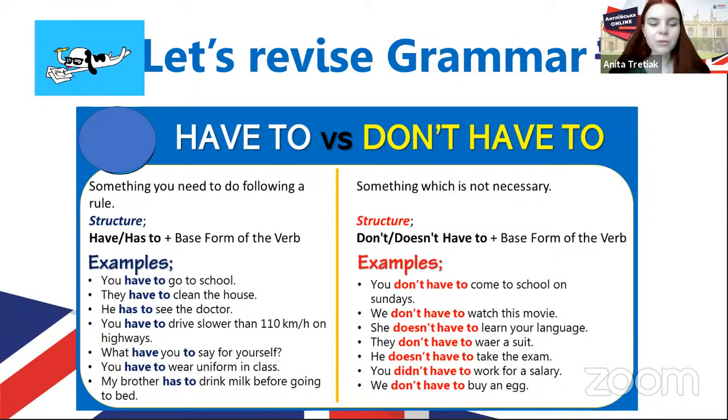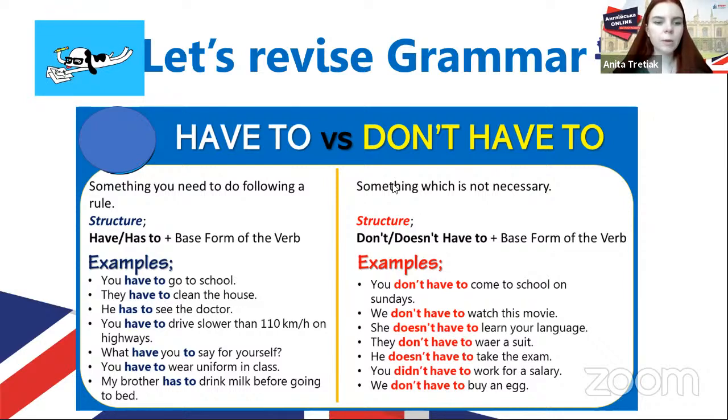That's why there's a rule. You have to go to school. Or another example, they have to clean the house. Well, it's not written somewhere that they have to, but if they want to keep their house clean, if they want to live in a good atmosphere, just to make sure that everything is fine around them and they are not as dirty as pigs, if we can say so, they have to clean the house. So I hope that you understand it's something you need to do following a rule.